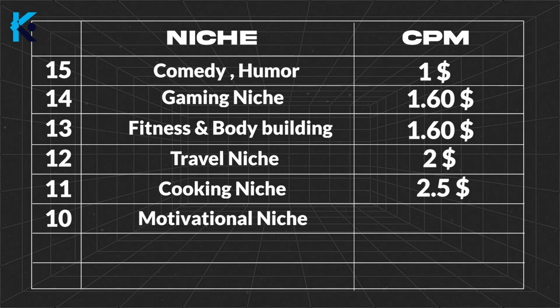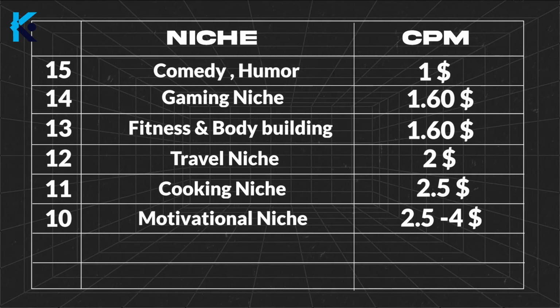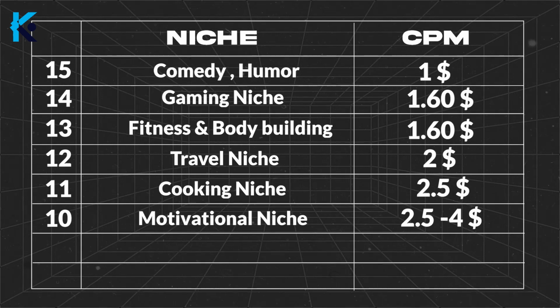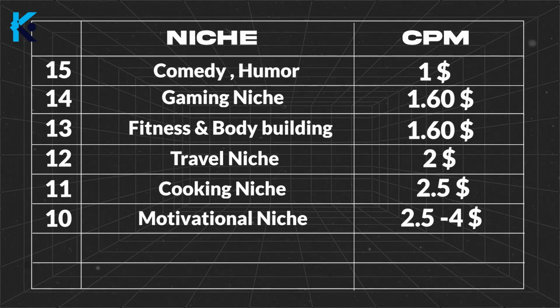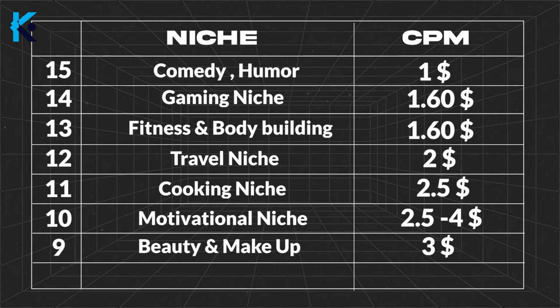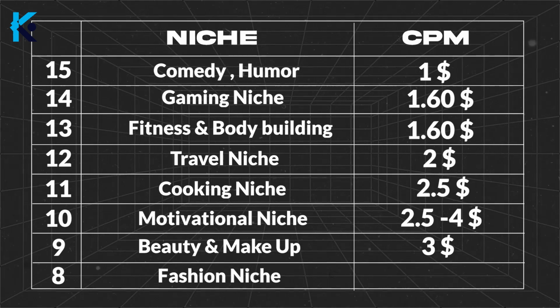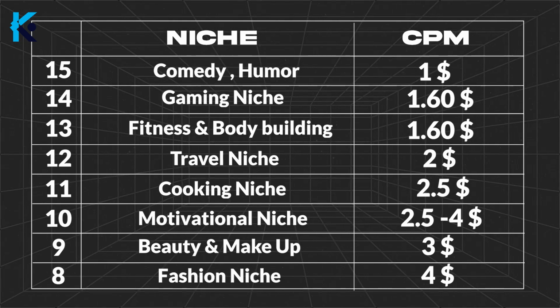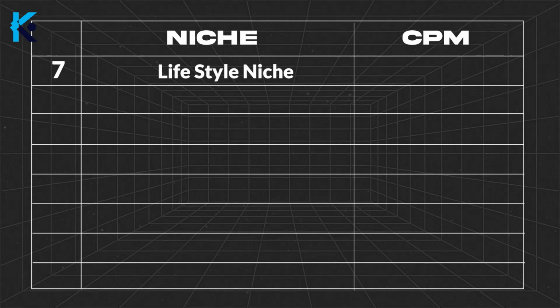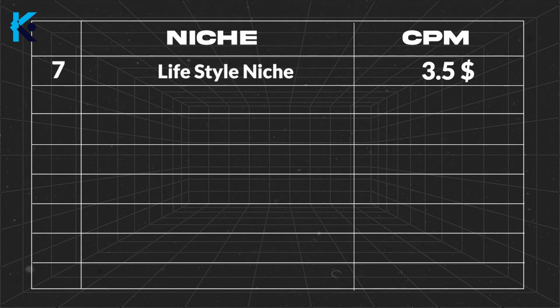Number 10, I talk a lot about this niche, which is the motivational niche. It has a CPM of around $2.5 to $4 depending on the content and the audience. Number 9, beauty and makeup. CPM is around $3. Number 8, fashion niche. CPM is around $4. Number 7, lifestyle niche, especially channels about vlogs. This has a CPM of around $3.5.